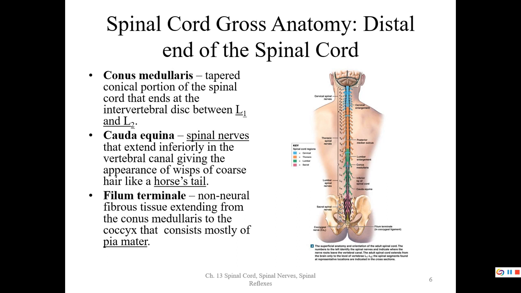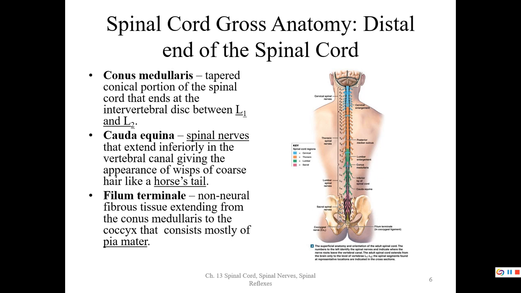Now, at the very end of the spinal cord, we're going to find the conus medullaris, at the end of the spinal cord before we go to the cauda equina. It's a tapered, conical part of the spinal cord. It ends right there at the intervertebral disc between L1 and L2. Okay, that's where anatomically you will find it ending.